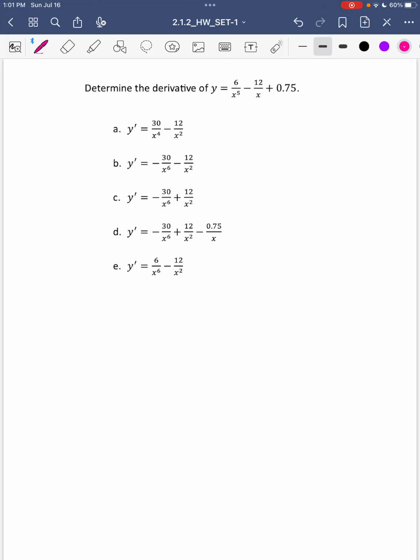So we want to determine the derivative of y equals 6 over x to the fifth minus 12 over x plus 0.75. So I'm going to go ahead and write that out. y equals 6 over x to the fifth minus 12 over x plus 0.75.